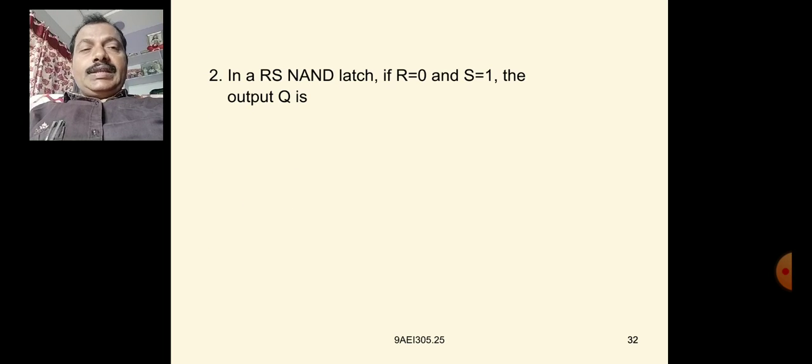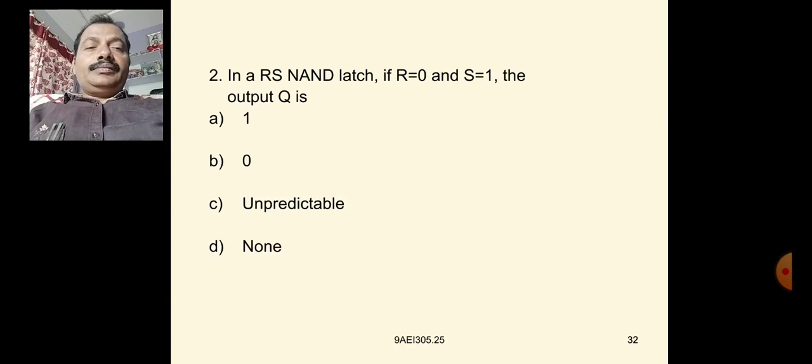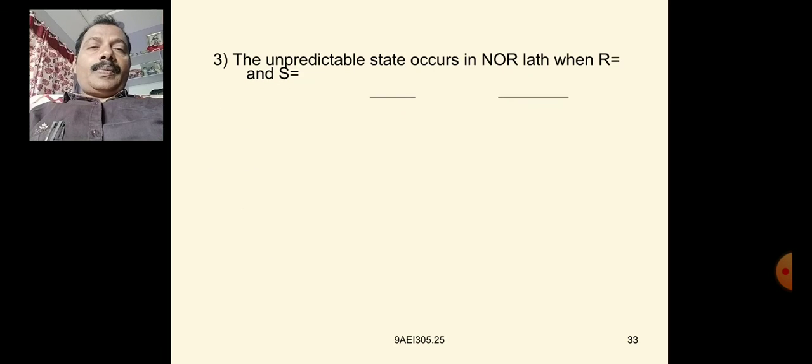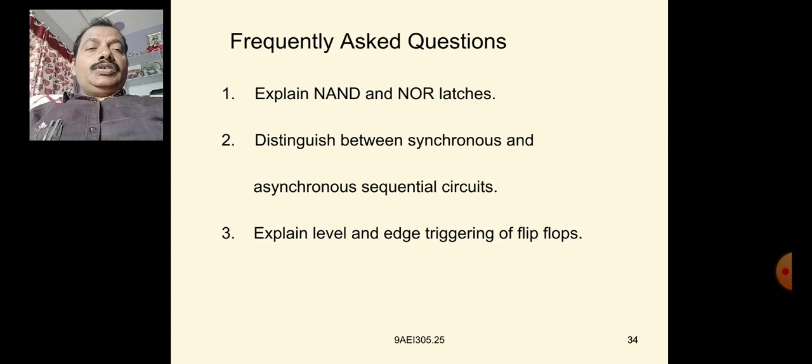In an RS NAND latch, R equals 0, S equals 1 means the output is 1. The unpredictable state occurs in a NOR latch when 1 1. So these are the possible questions you have.